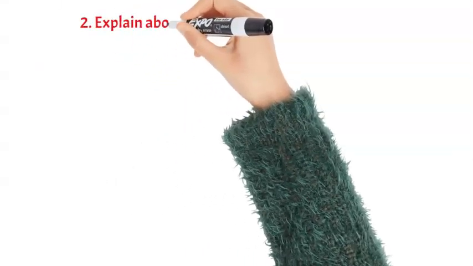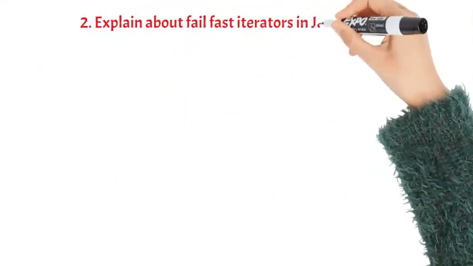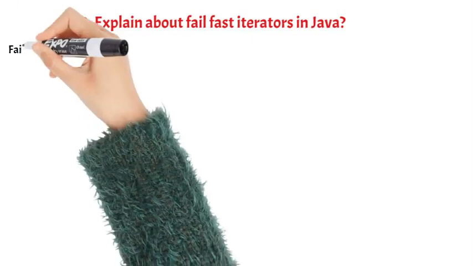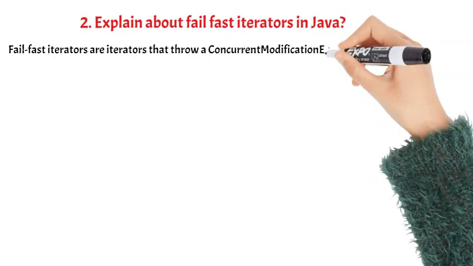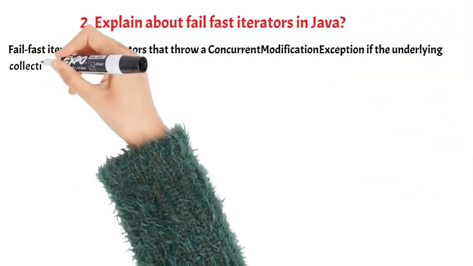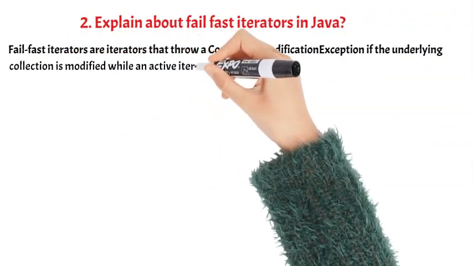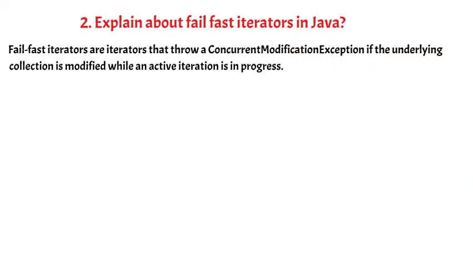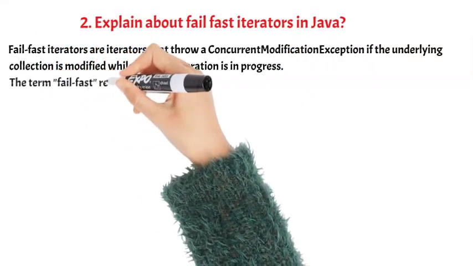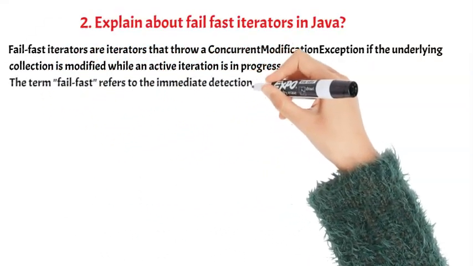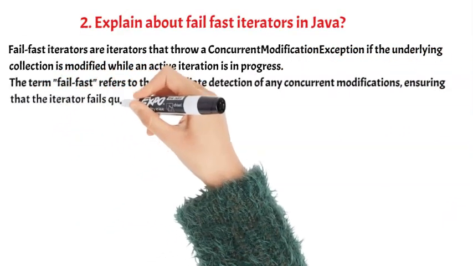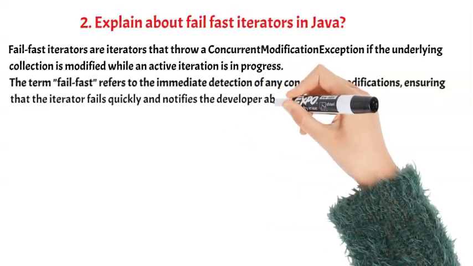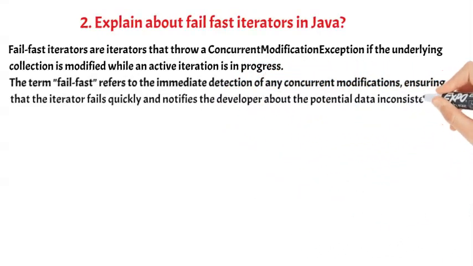2. Explain about fail-fast iterators in Java. Fail-fast iterators are iterators that throw a ConcurrentModificationException if the underlying collection is modified while an active iteration is in progress. The term fail-fast refers to the immediate detection of any concurrent modifications, ensuring that the iterator fails quickly and notifies the developer about the potential data inconsistency.